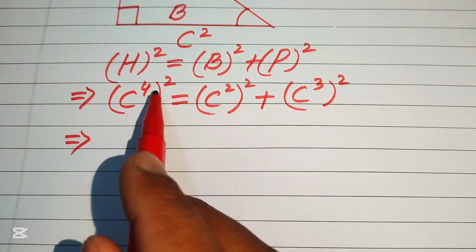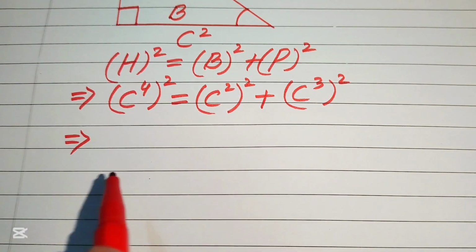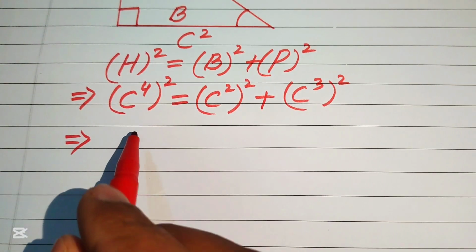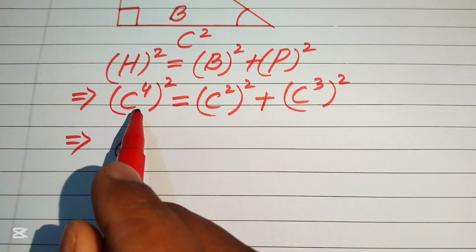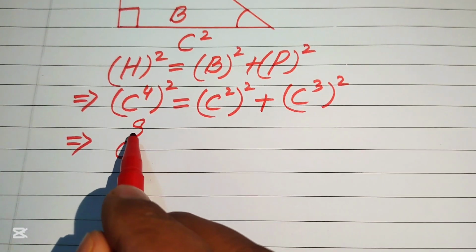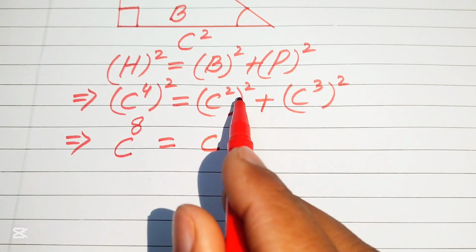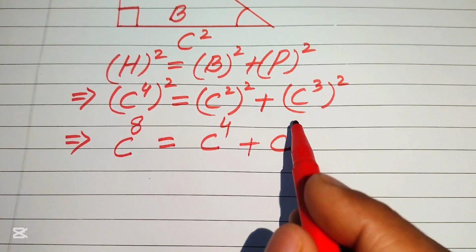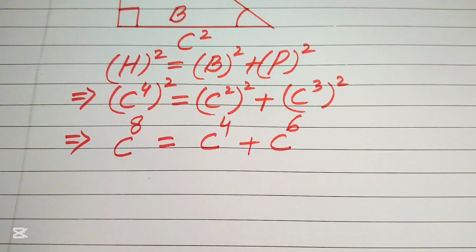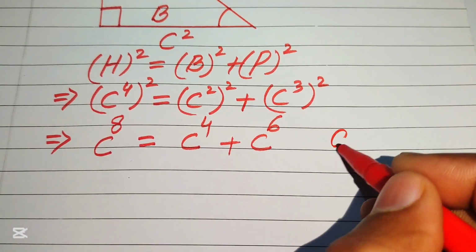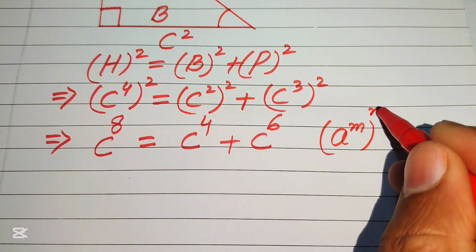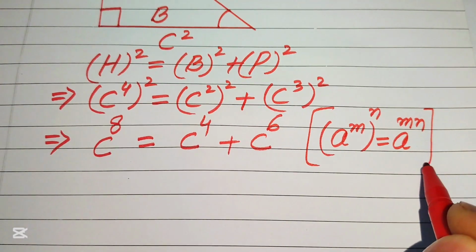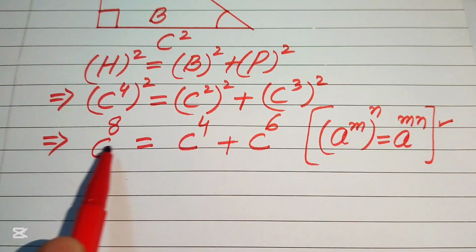You see these are exponents of exponents, and when we apply the exponent law, if you have an exponent to an exponent, the two exponents are multiplied. We obtain c to the power of 4 times 2 becomes 8, equals c to the power of 2 times 2 becomes 4, plus c to the power of 3 times 2 becomes 6. We apply this exponent law: a to the power of m to the power of n equals a to the power of m times n. According to this law, we can write this equation here.